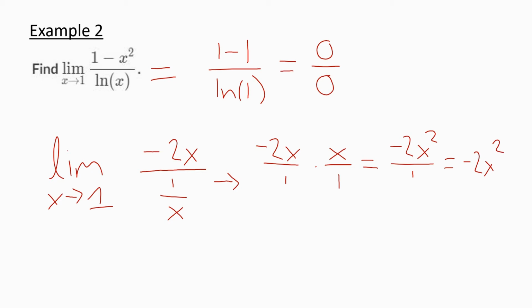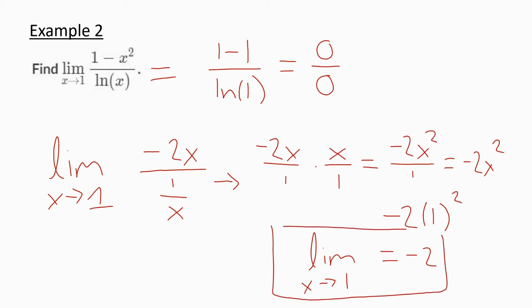So let's plug in 1 for x. So that's going to be 1 squared is 1 times negative 2. Well, that's just negative 2. So our limit as x approaches 1 of the function we had just talked about is negative 2. Alright, so let's keep this going.